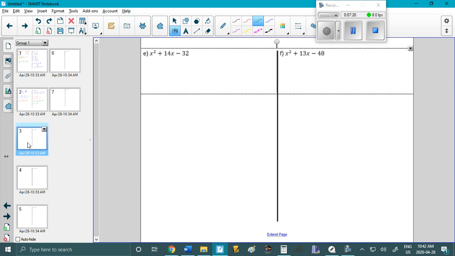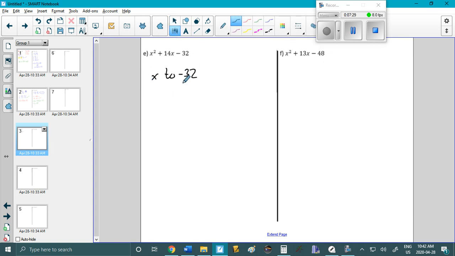Okay, next up. All right, so now we have a negative at the end and a positive in the middle. So we need to multiply to negative 32 and add to positive 14. If two numbers multiply to a negative, we always have a positive and a negative. And then I look at the sign here. If it's positive, this means our bigger number is positive. Because if you combine a positive and a negative by adding, and you end up with positive, that means you had more of it. So the number's got to be bigger.